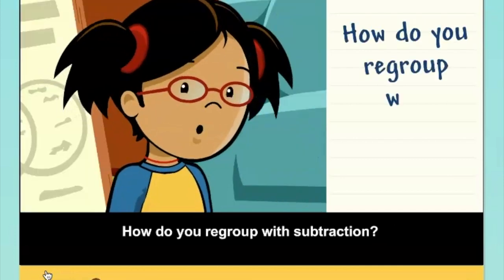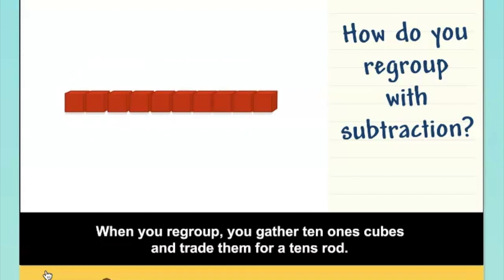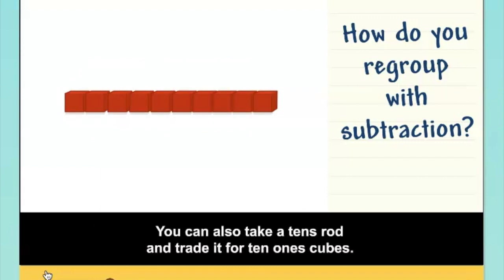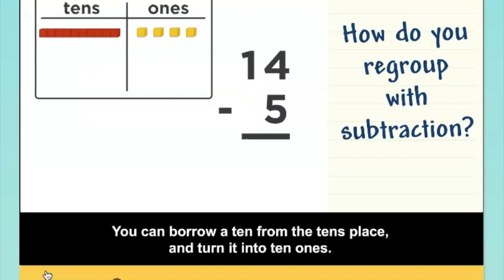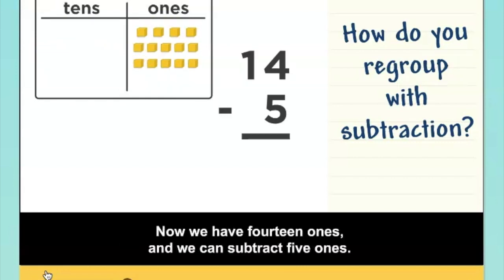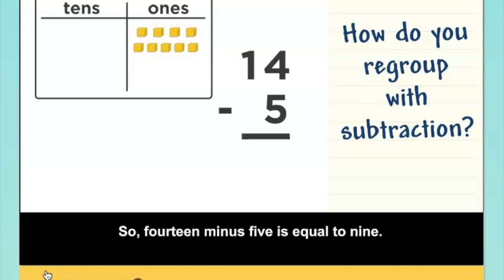How do you regroup with subtraction? When you regroup, you gather 10 ones cubes and trade them for a tens rod. You can also take a tens rod and trade it for 10 ones cubes. You can borrow a 10 from the tens place and turn it into 10 ones. Now we have 14 ones, and we can subtract 5 ones. And we're left with 9 ones. So 14 minus 5 is equal to 9.